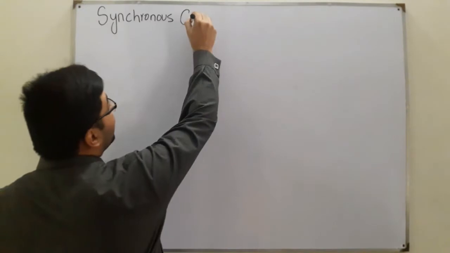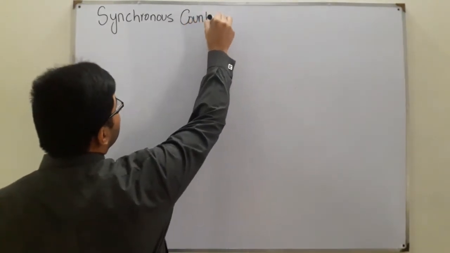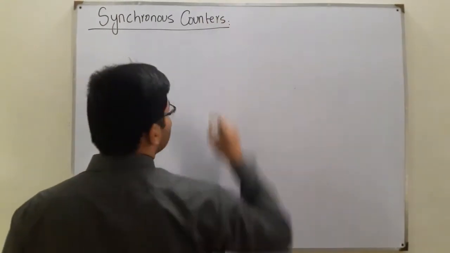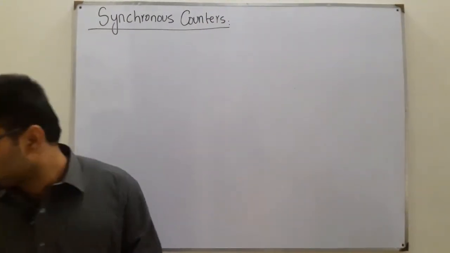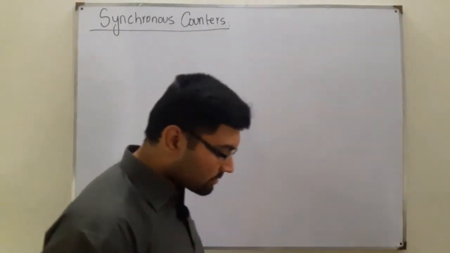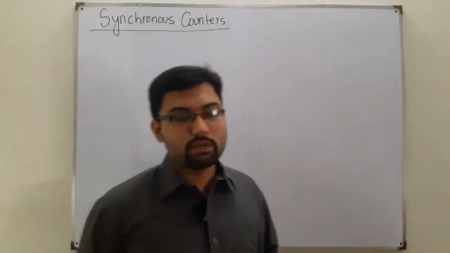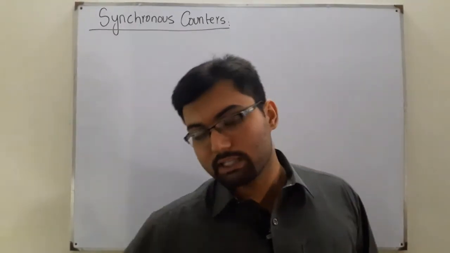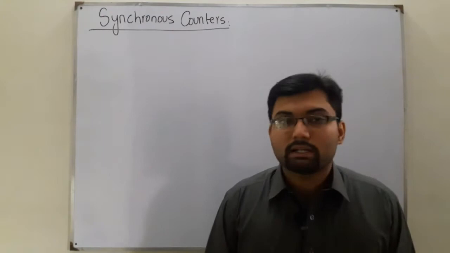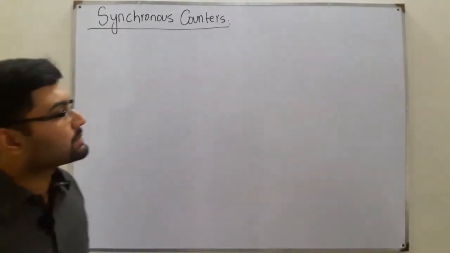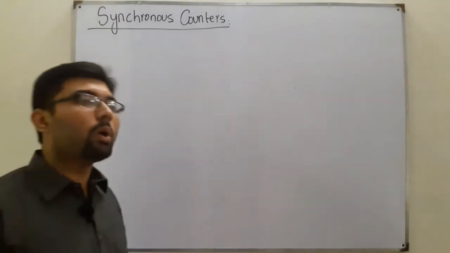All right. And you know what a synchronous counter is? I believe I've told you in the very beginning, in the general introduction of counters, but it doesn't matter. I will just tell you again that in the asynchronous counter, we use the output of the previous flip-flop as the clock to the next flip-flop. But over here, in a synchronous counter, an external clock pulse is provided simultaneously to all the flip-flops.